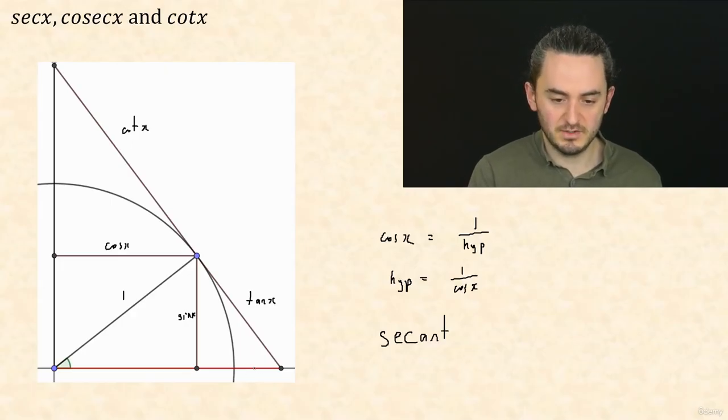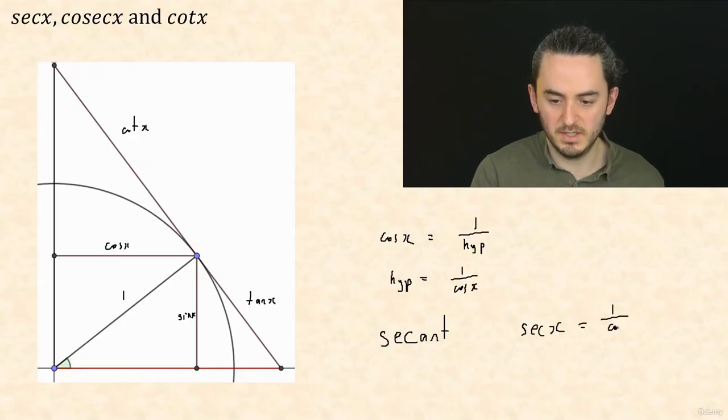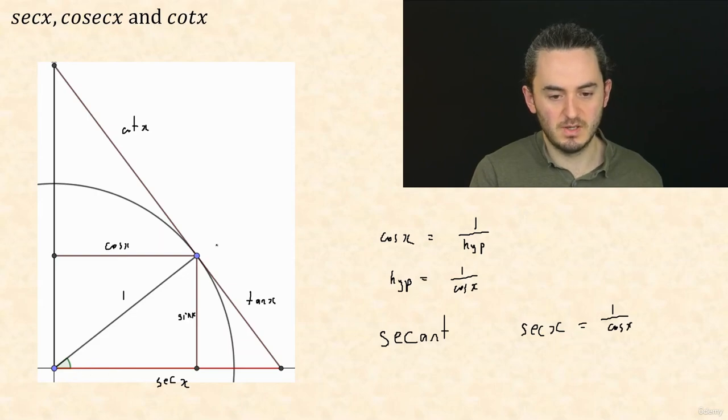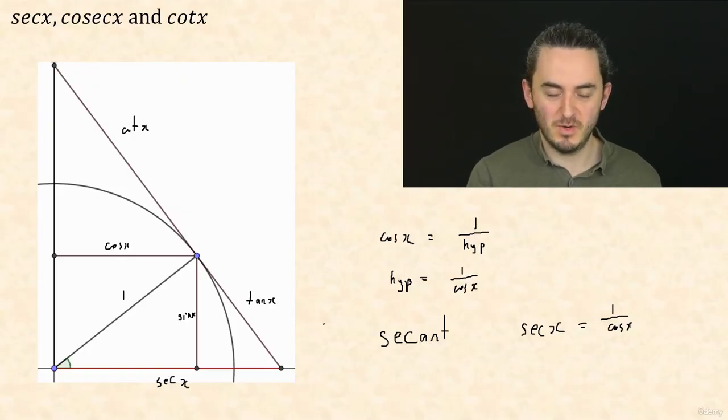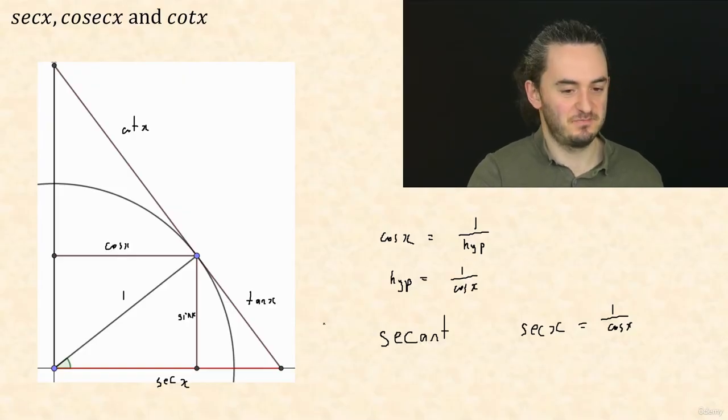So we tend to shorten that to sec x, and sec x is defined to be 1 divided by cos x, and it's the length of this line here. So this red line at the bottom, the whole thing at the bottom, it's the line from the origin to the point where the tangent hits the axis. That is the secant of x, or sec x. All right, one more. Can you guess which one it is?